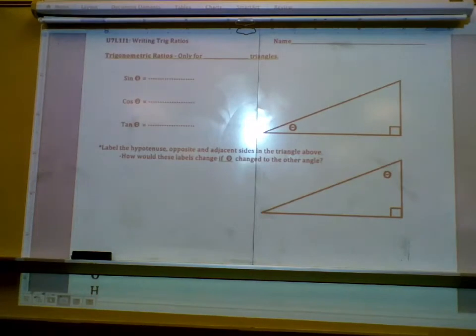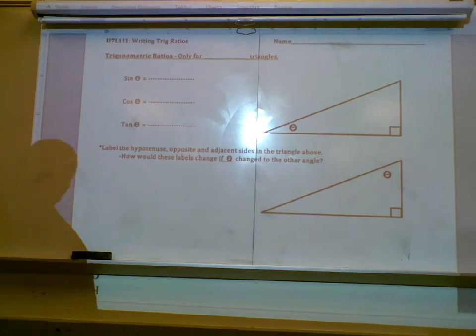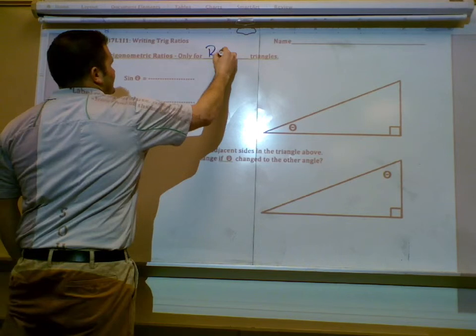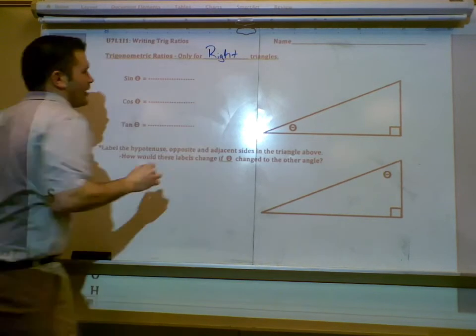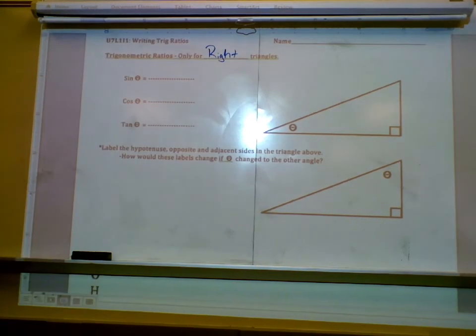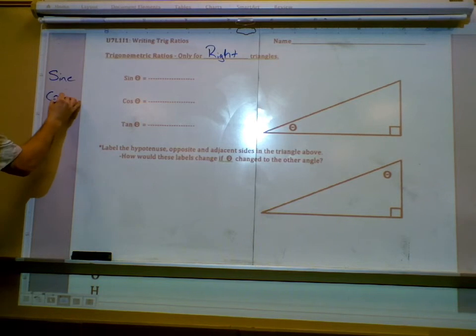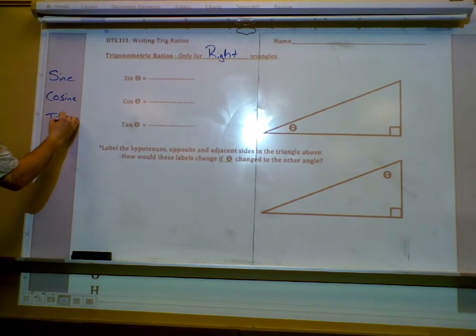Yesterday we started talking about the ratios of side lengths in what kind of triangles? Right triangles. So what we're learning about today only applies to right triangles. We are going to learn how to write the trig ratios for a right triangle. The three trigonometric ratios we learned yesterday were sine, cosine, and tangent.